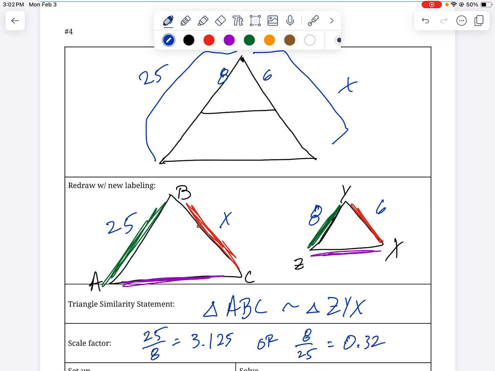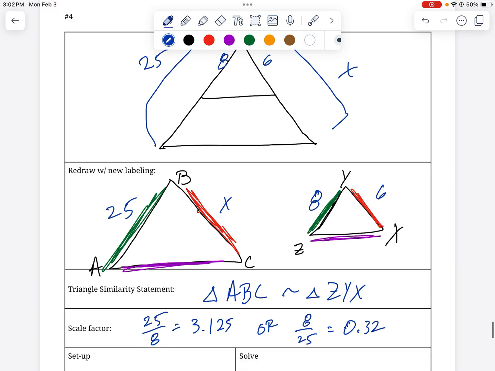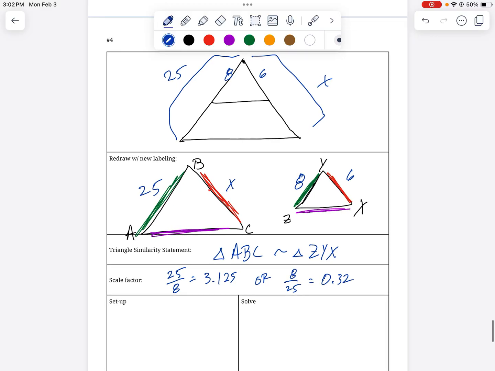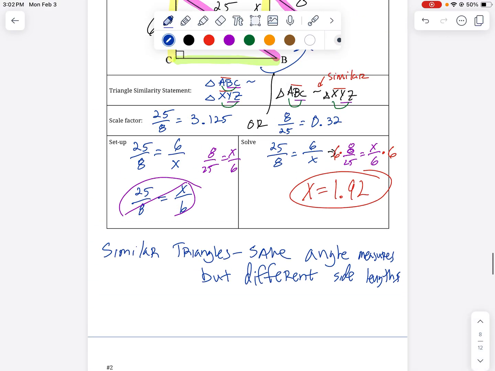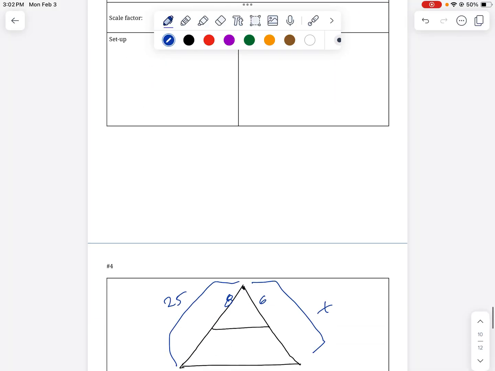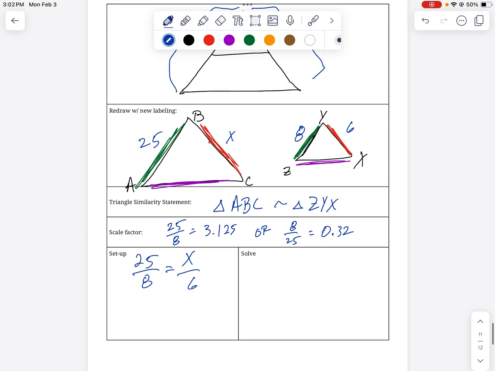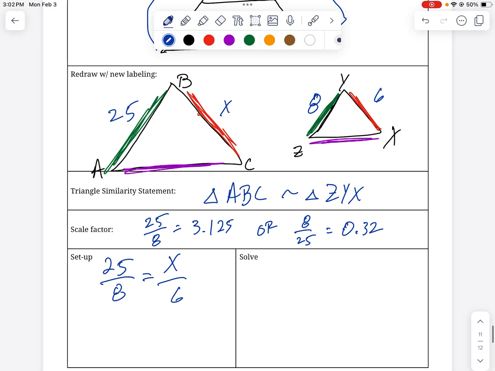All right, it's a little bit different than the first problem that we did, okay? But our setup is pretty similar. Hey, now, similar triangle, similar setup, wow. 25 over 8, so our 2 green sides equal to X over 6. So our 2 red sides. If you look at the first one, it was 6 over X. So it's a little different. Well, that's nice for us because X is already in the numerator.